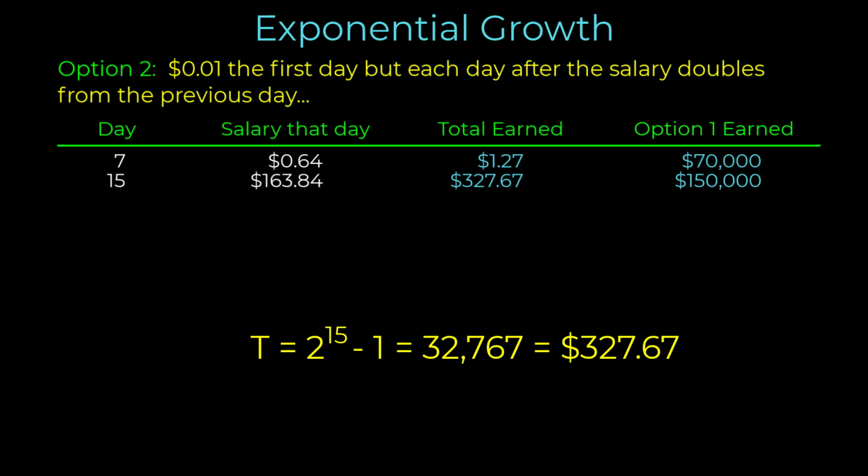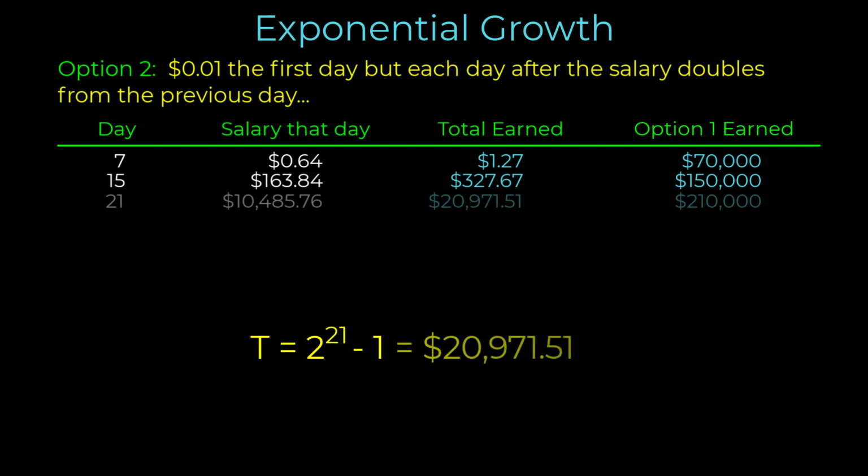But something very interesting begins to happen after the 15th day. By day 21, you finally have a day where you've earned about $10,000 and your total earnings are $20,971.51. That's almost $190,000 behind option 1. 9 more days to go. How are you doing, Sammy?